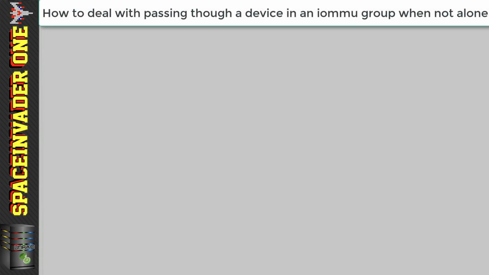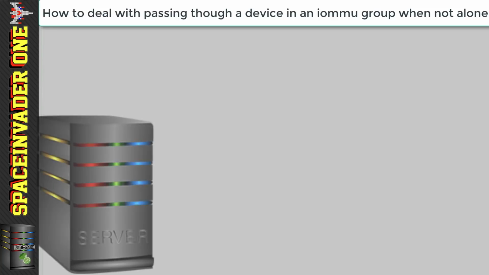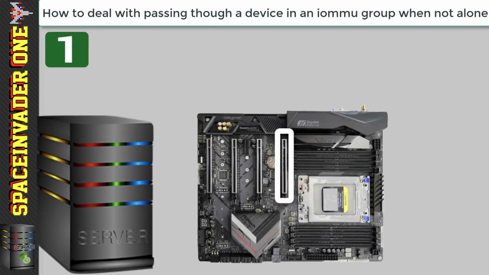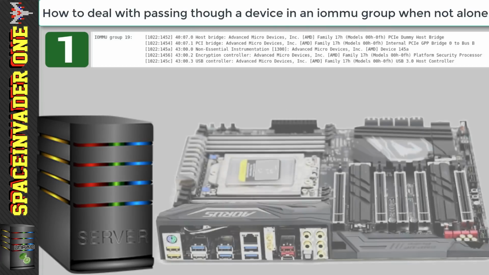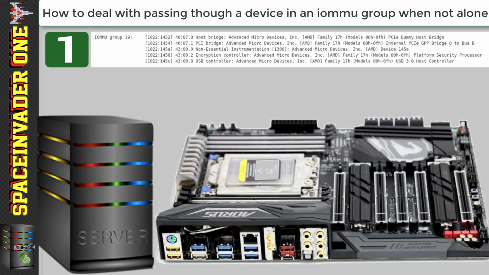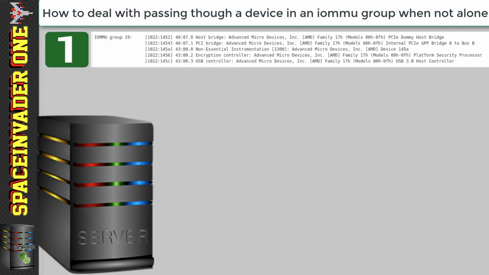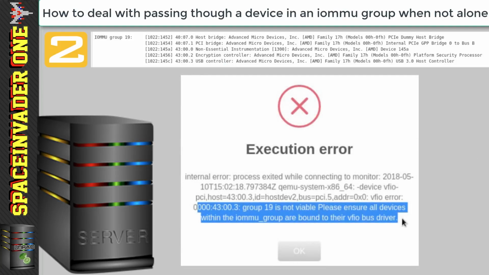But first, let's look at other ways of tackling the problem of passing through a device in an IOMMU group with other devices. Well, the first thing to do, if you can, is move the device to a different PCI slot. This can sometimes put a device in another IOMMU group where we'll not have this problem. For me, with this example of my USB controller, it's an onboard motherboard USB controller, so obviously I can't move it. So let's take a close look at the error message again.